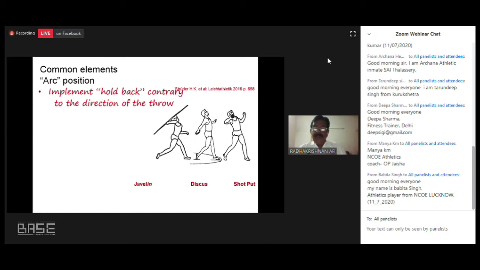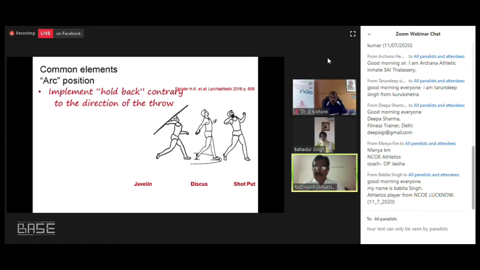And first, the common element is that all are facing towards the direction of throws, other than hammer throwing. In hammer throwing, they are not facing towards the direction of throws when they initiate the action.